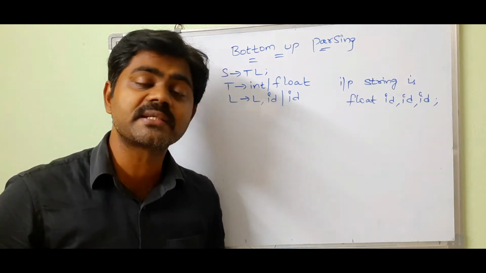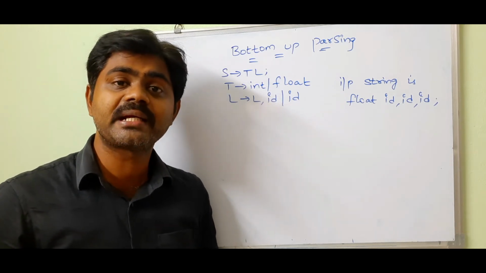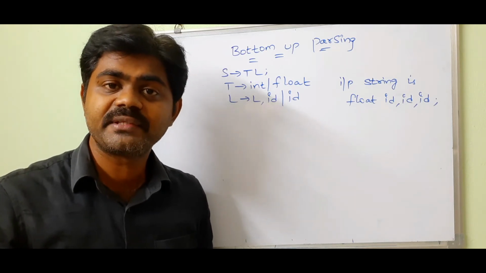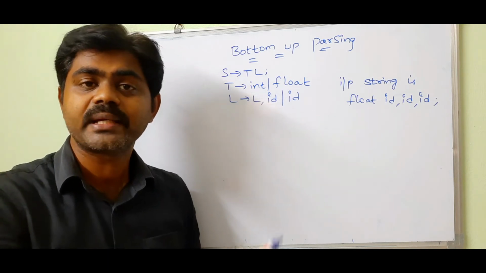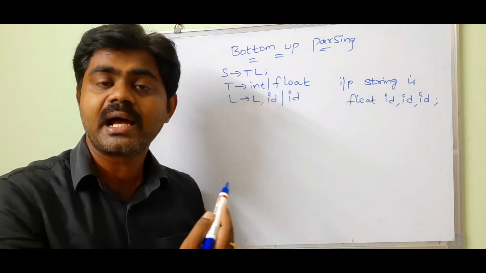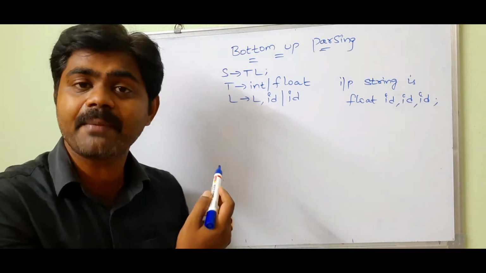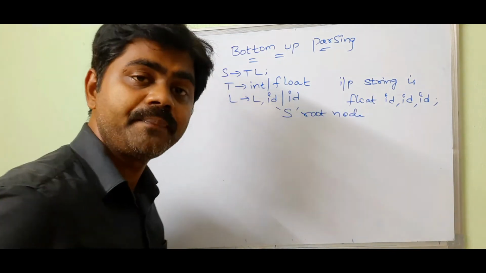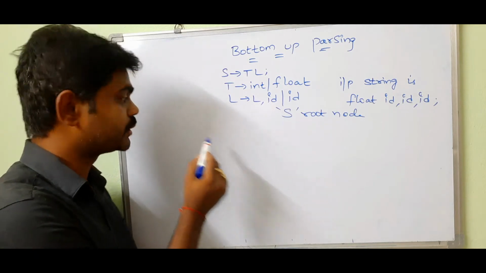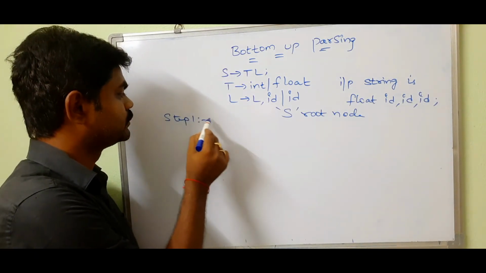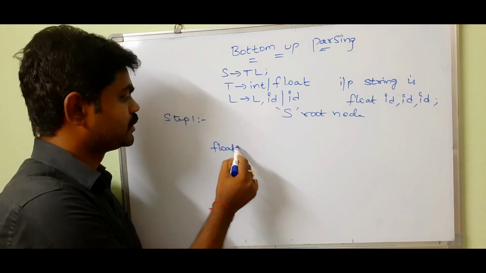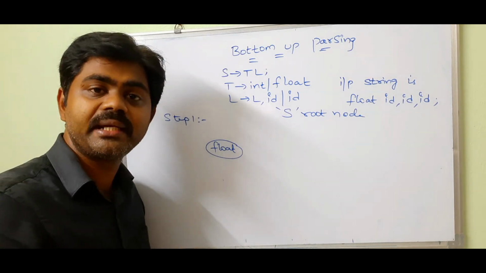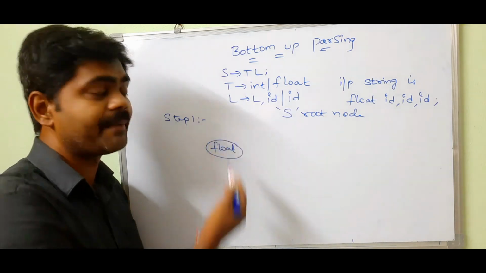So what string do we need to process here? We need to process float ID comma ID comma ID semicolon. So what's the process of bottom-up parsing? We'll start with the leaf nodes and finally we'll reach the root node. They have given a string for us, and finally we should reach the root node, that is capital S. So first we'll start with float. Step 1: float. What is the parent of float? As we know, float is a leaf node, and the parent of float is capital T.